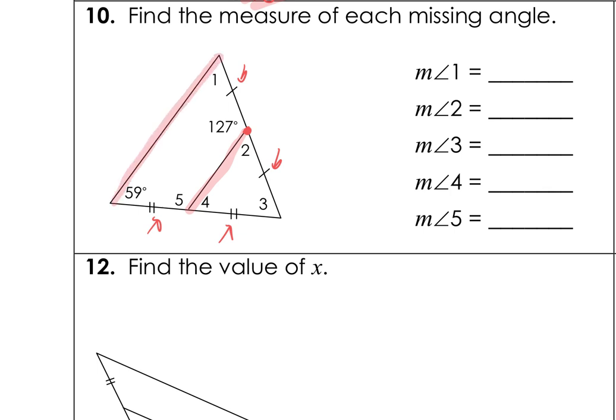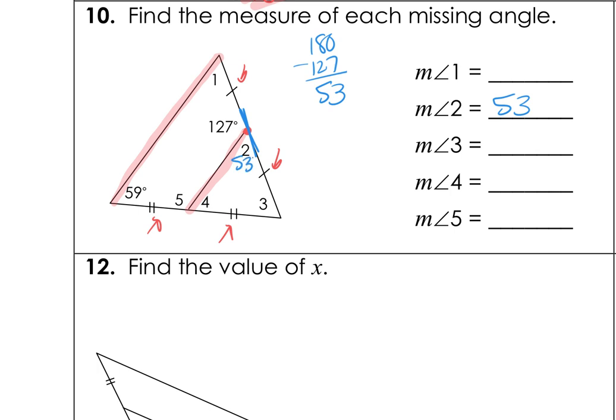Well, let's start with the easier pieces for us. Let's get a linear pair. So between 127 and 2, that's a linear pair. So we can just do 180 minus 127 and end up getting 53. So I know that angle 2 is 53, okay?